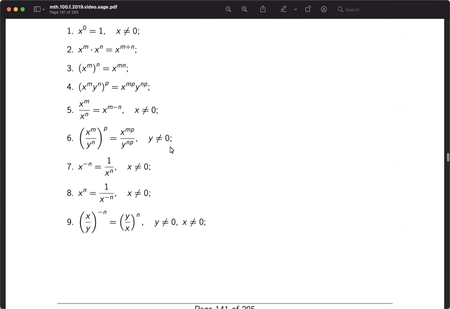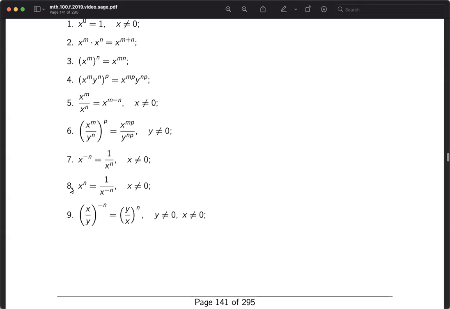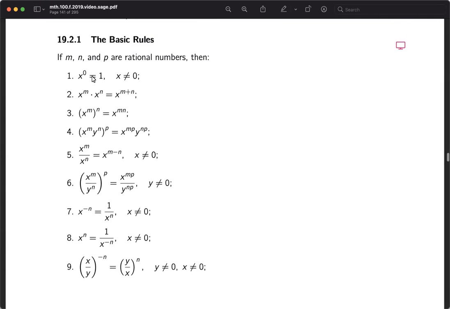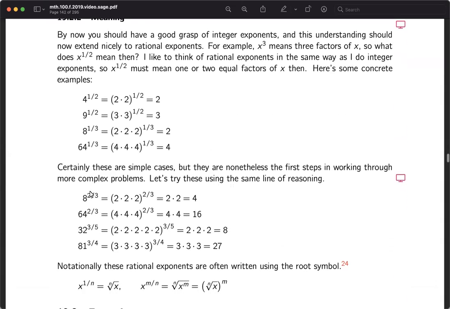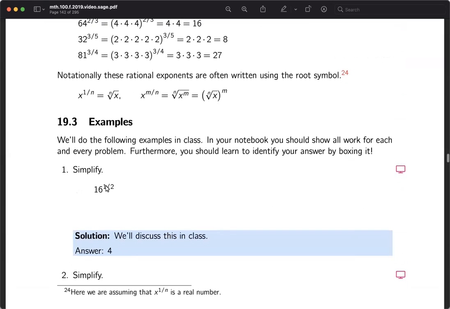Now, in the past, I just boxed 3 of those rules. I boxed 7, 8, and 9 in the past, because with integer exponents, these sometimes are a little bit confusing. But now we really have to pay attention to these rules over here, 1 through 6. All right. So what we're going to do now is talk about the examples as they relate to what was presented in the lecture.